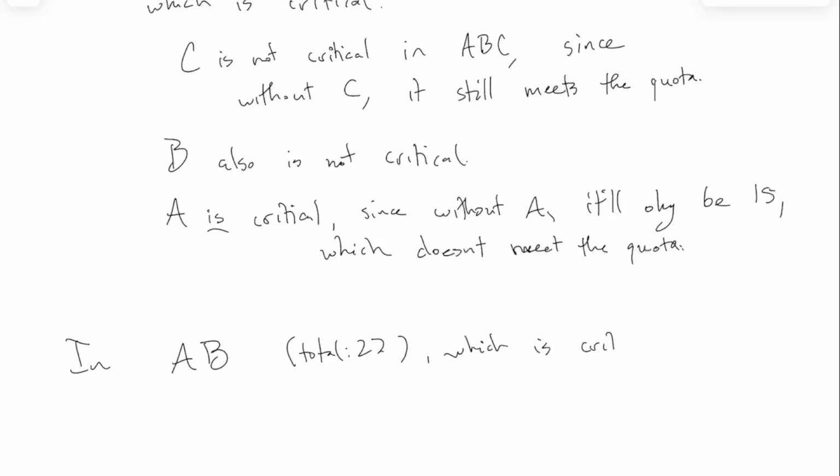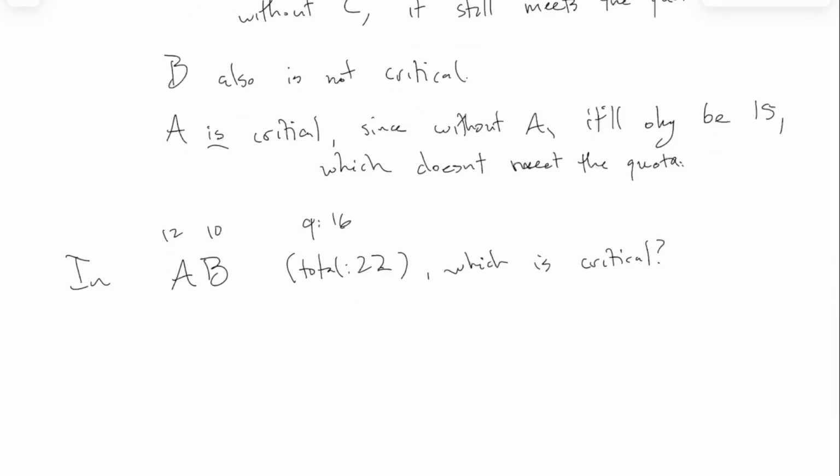Which is critical. Here the A is, remember, 12 and the B is 10, right? And the quota is 16. So here they are adding up to 22. Is A critical? That means if I take away A, do I still make it to the quota? The answer is if I take away A, I don't make it to the quota. That means A is critical. All right? So A is critical. A is critical. Remember, critical.